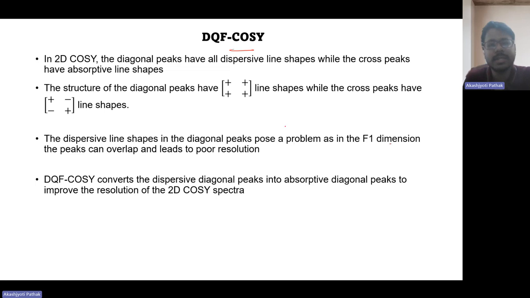Okay, so that is the reason: the dispersive line shapes have long tails, and this can lead to destruction of the peaks. Okay.